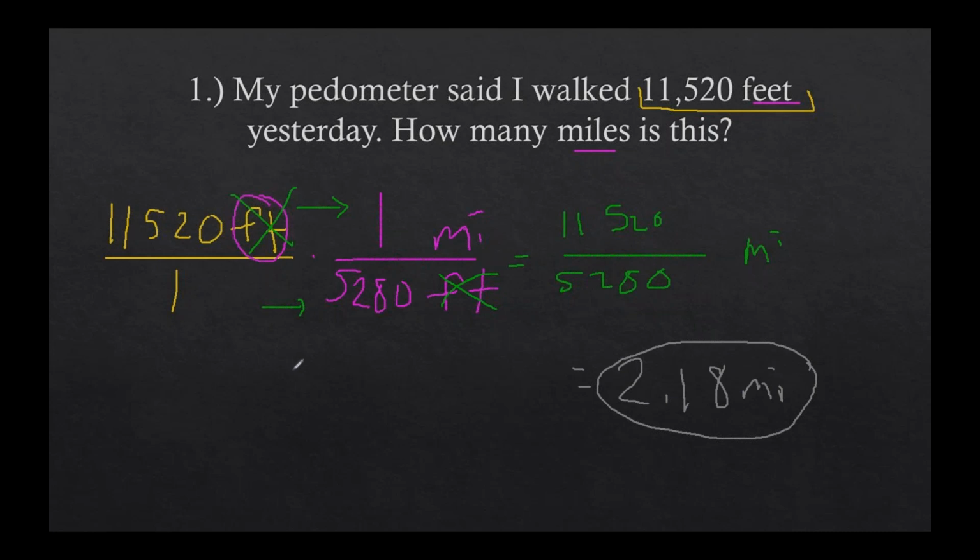So the general rule of thumb, if you start with this number, anything in the numerator you multiply, anything in the denominator you divide. So because the 5,280 is in the denominator of the second fraction, we would divide. So we could have just gone 11,520 divided by 5,280, and that would give us our 2.18 miles.